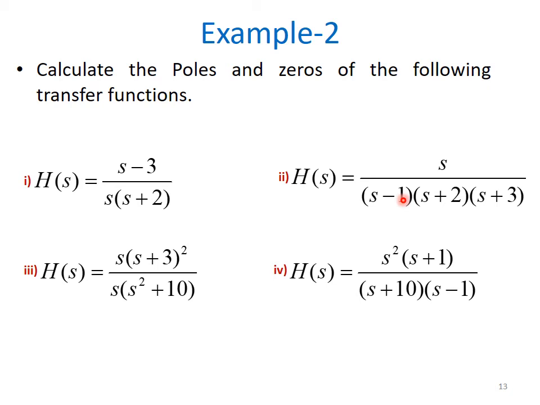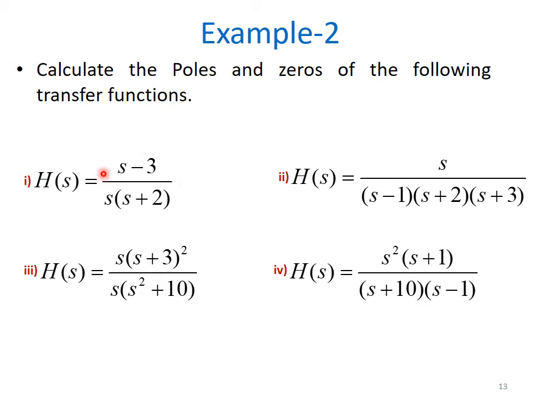In example 2, we are given 4 transfer functions and we have to calculate the poles and zeros of the transfer function in each case. So let us take the first one, in which H of s is equal to s minus 3 divided by s into s plus 2. If you remember the definition, the poles of the transfer function are roots of the denominator polynomial, and zeros are roots of the numerator polynomial.